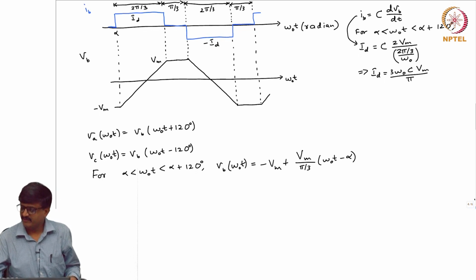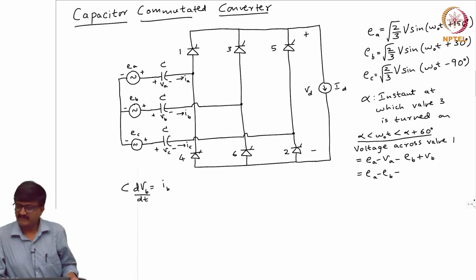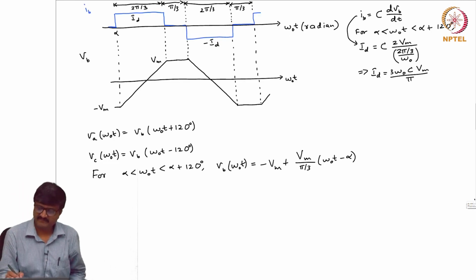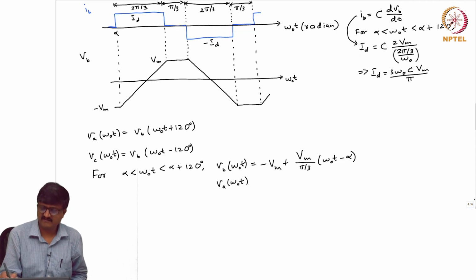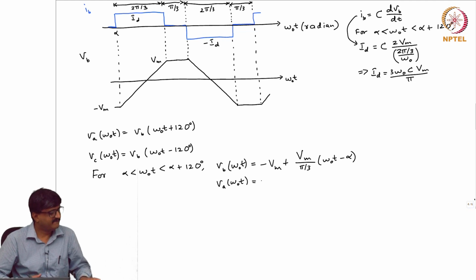So okay, let me come back to the previous page. So why I want this expression for VB is I want the voltage across valve 1, voltage across the outgoing valve from alpha to alpha plus 60. So that is in terms of VA and VB. So we got the expression for VB. What is the expression for VA? We know that VA and VB are identical except that VA leads VB by 120 degrees.